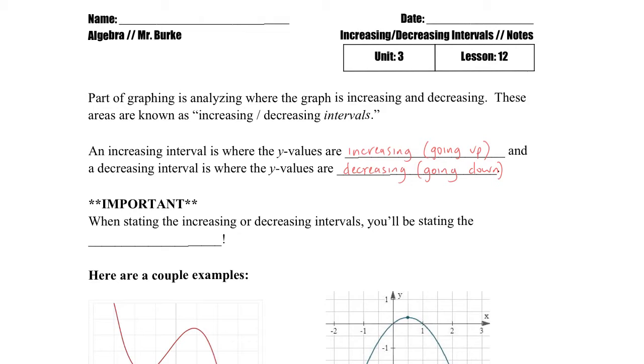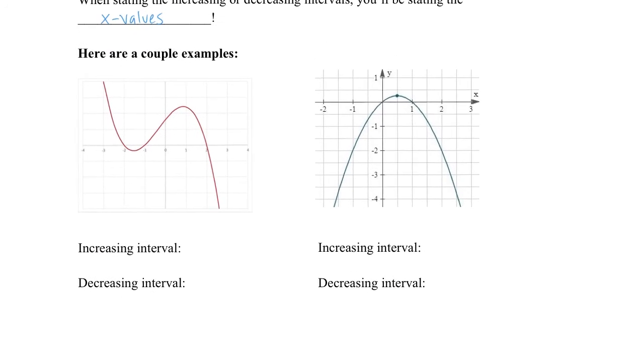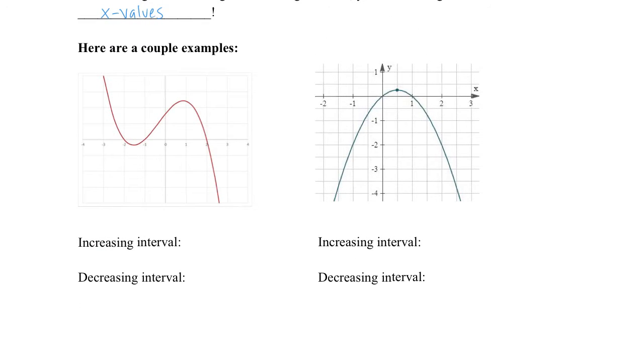Now, it's really important. We're talking about the graph going up and down, but when you give your answer for an increasing or decreasing interval, what we're actually looking at is the x values. Okay, we're actually looking at the x values. So let me show you how this works. I'm going to show you a couple strategies. We're actually going to kind of break up the graph a little bit.